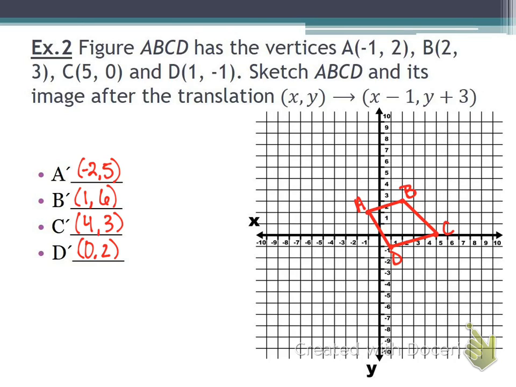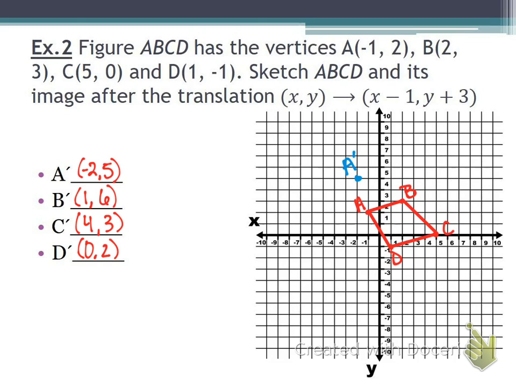Then the last thing that they wanted was for us to also sketch the image after the translation. So I am going to switch colors to do this and maybe use a dotted line instead of a solid line. So if we sketch -2, 5, how do I get there from the origin? Left how many? And then up 5. So that's my new A prime.